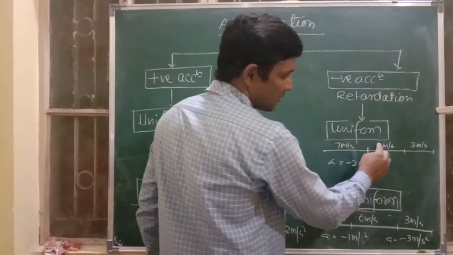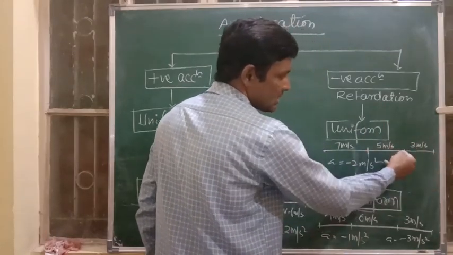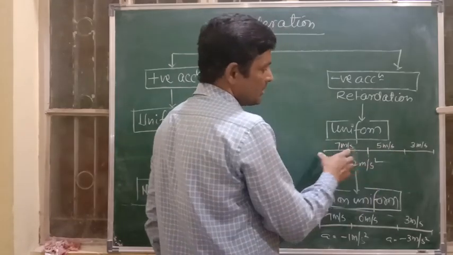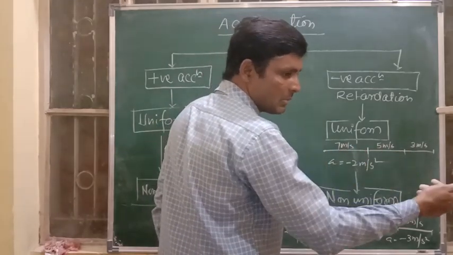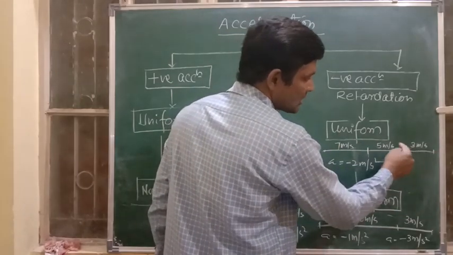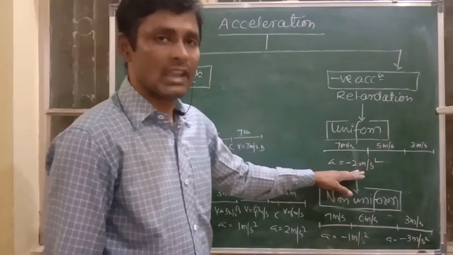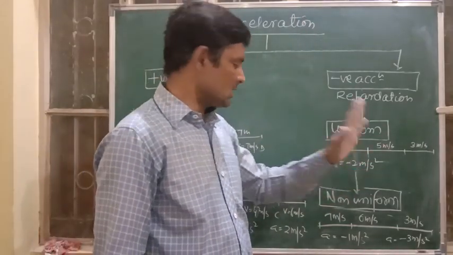Again here the velocity has decreased from 5 to 3 meter per second. That is, initially he was covering 7 meter per second, then 5 meter per second, and then 3 meter per second. So velocity is decreasing. Here again the change in a second is 2 meter per second square. So acceleration here is negative, minus 2 meter per second square.